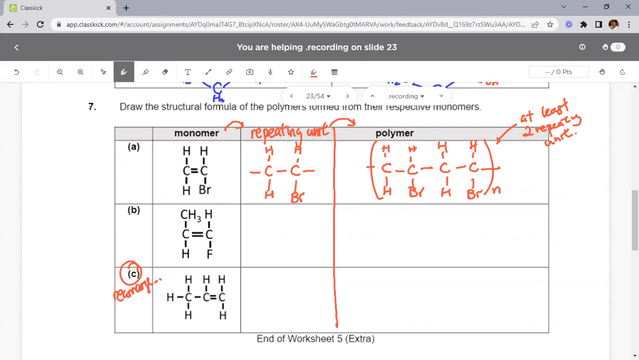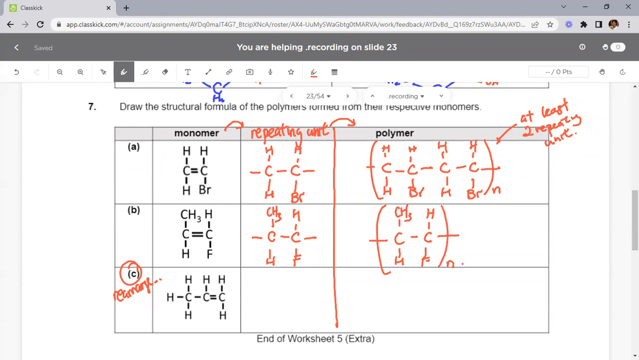Next one, part B. I'm just going to quickly do it now. So break the double bond. I'm going to draw it with the double bond broken. Then extend the bond to the side. So this is the repeating unit. For the polymer, let's say now I just want a single unit. I don't need 2 repeating units. Just a single repeating unit will do. So this is how the polymer would look.